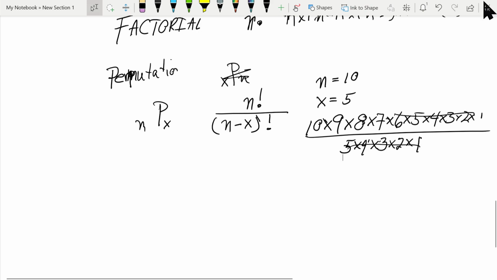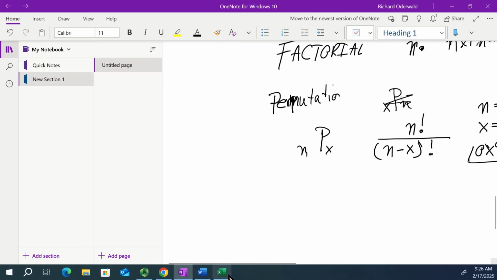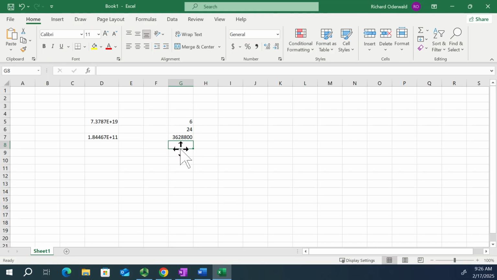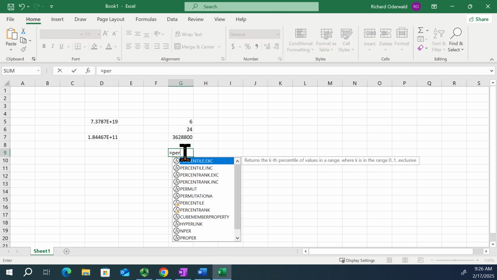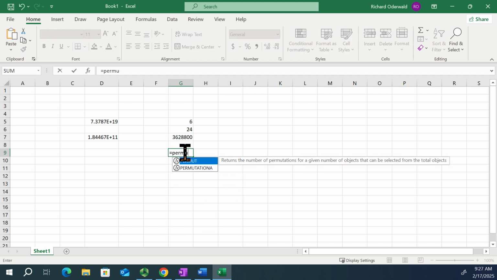But in Excel, this is PERMUT, equals P-E-R-M-U-T. You got Excel going? Type it in there. Equals PERMUT, and it has the number, this is the n, and the number chosen, which in this case is 5. So how many ways can I do that?